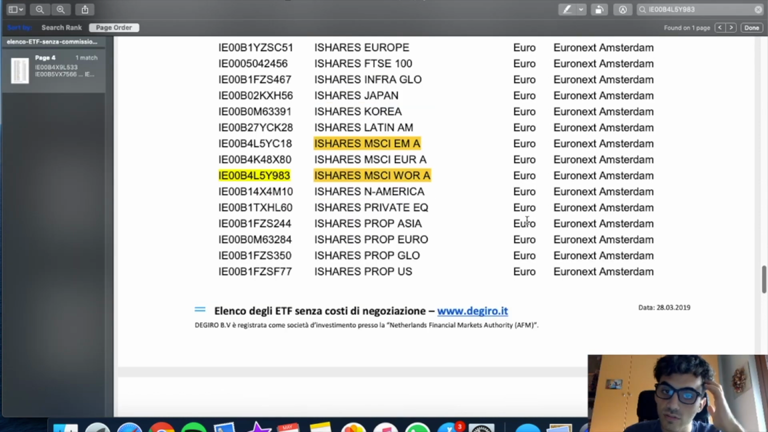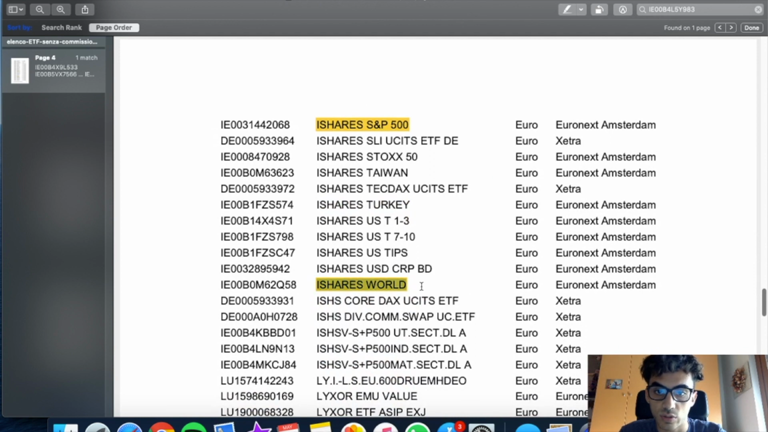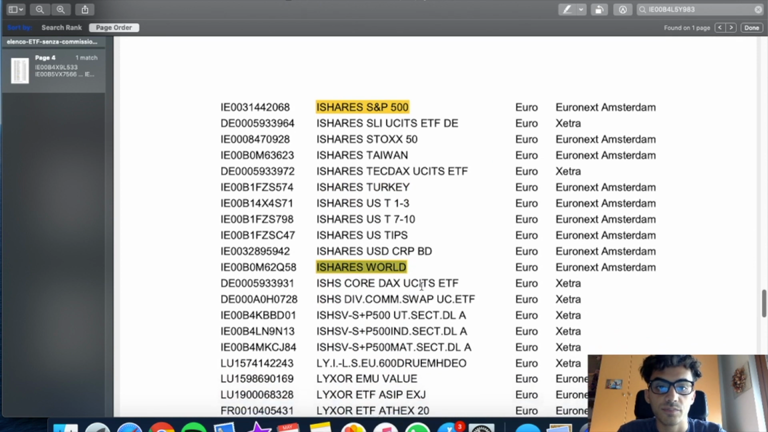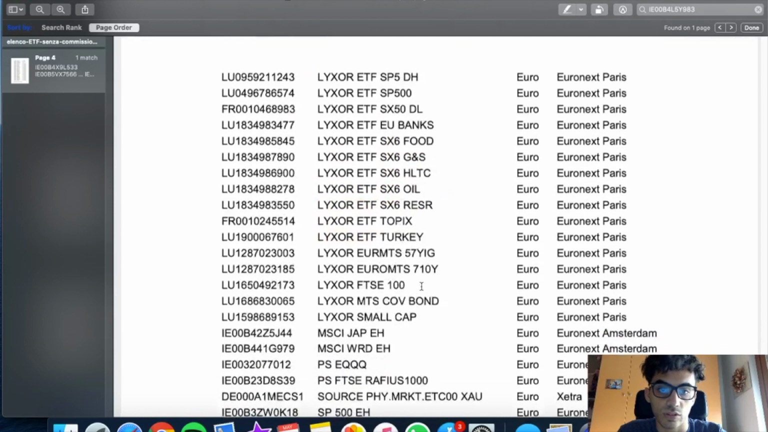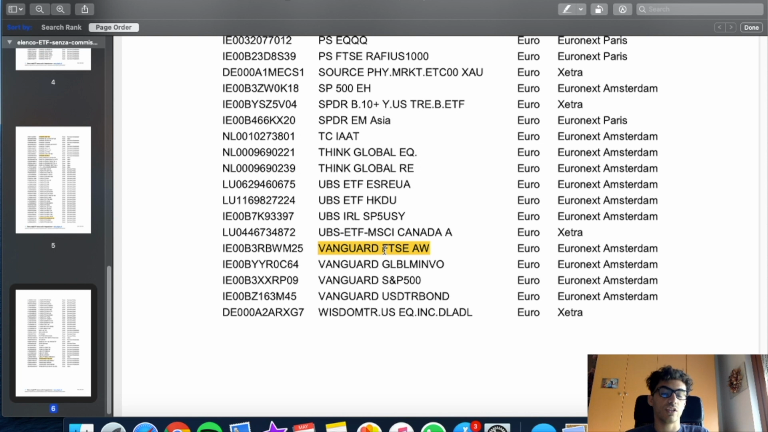If you want to invest in a global ETF that invests all around the world, you could pick, for example, this one, which is accumulative, or this one, which is distributive, or also this one, which is distributive. They're just different companies using different indexes. So depending on your situation again.